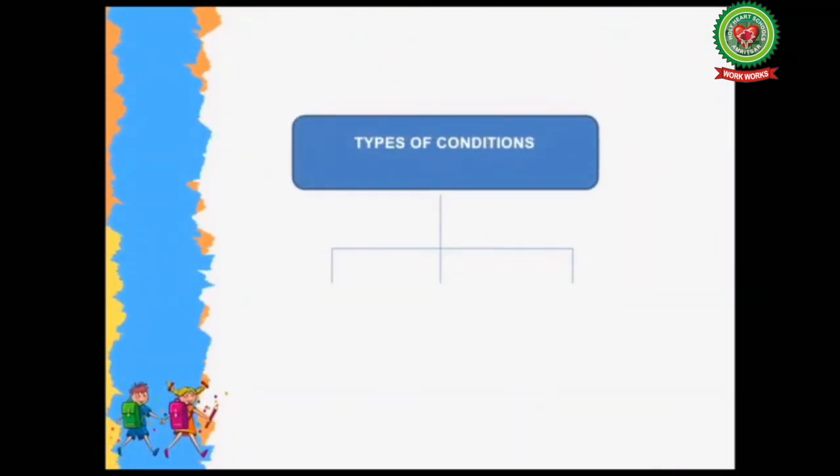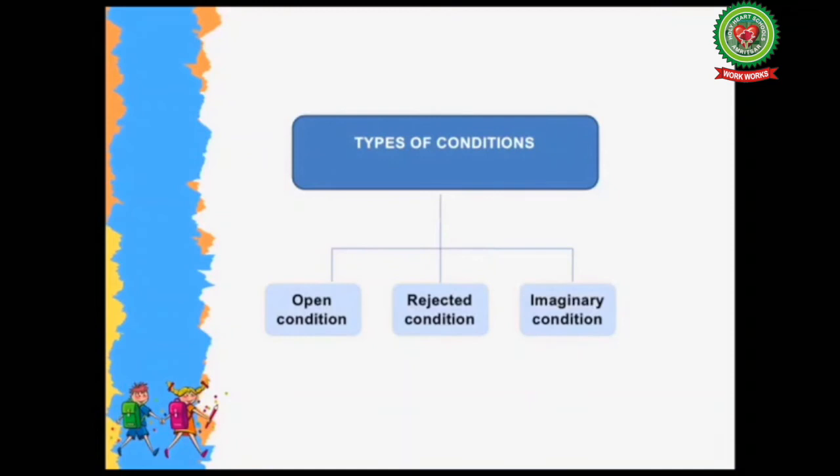Now come to the next one, the types of conditions. There are basically three types of conditions. The first one is open condition, the second is rejected condition, and the last is imaginary condition. We will take conditions one by one. The first one is open condition, a condition which may or may not be fulfilled.